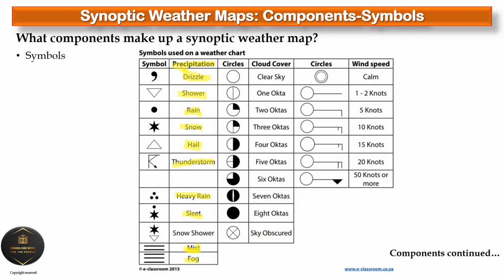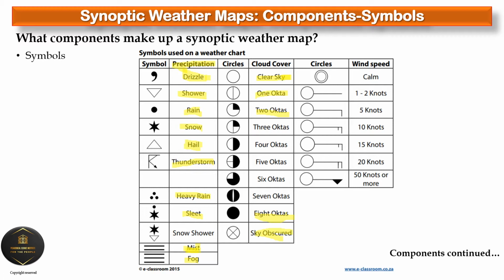We then have circles representing cloud cover. Now when we have clear skies, no cloud cover at all, we have an empty unshaded circle. When we have 1/2 or 1 octa, we basically have minimal clouds in the sky. When there is some level of cloud cover, we say we have 2 octas. That's how we represent that. And we can have 3 octas, 4, 5, 6, 7, 8 octas, which is overcast, and sky obscured, which is a mixture of all. So that's what you will have as the symbols for cloud cover.